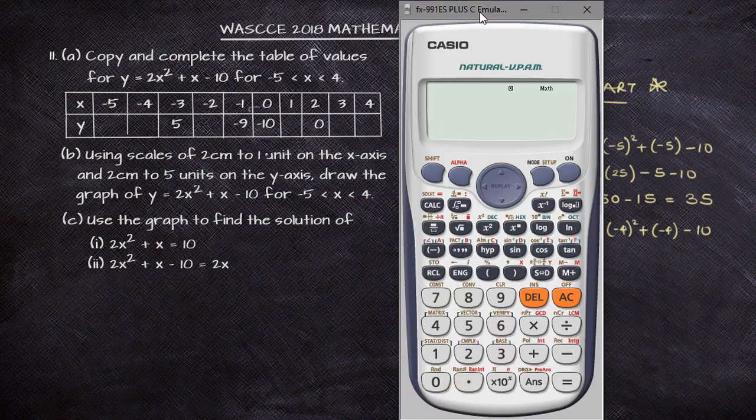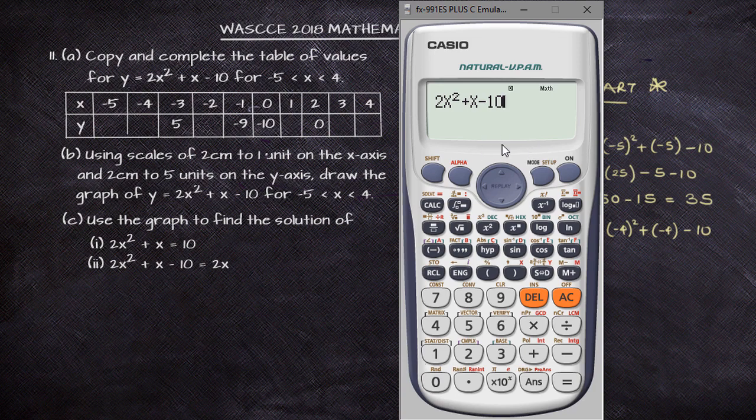For those of you using the functional scientific calculator, you can always input your equation, which is one of the methods I'm going to show. So the first method is that you define your equation. When you press alpha and the second bracket, you get x. So we want to put in this equation, 2x squared plus alpha x minus 10. This is the equation we are given.